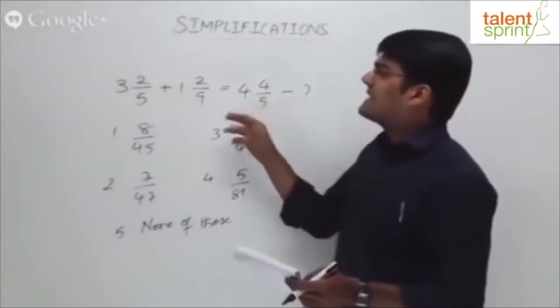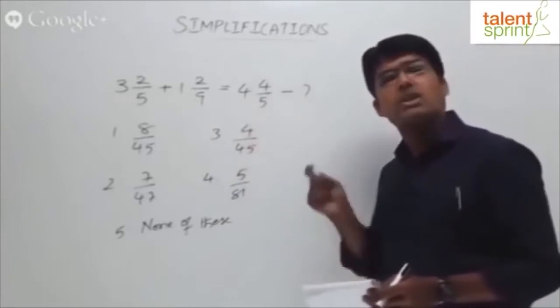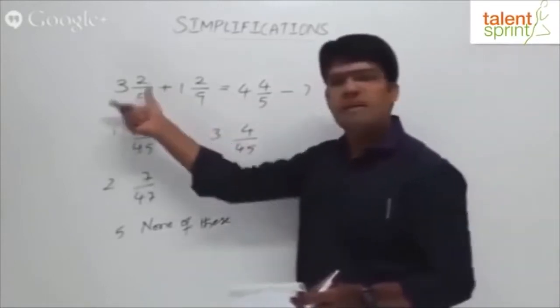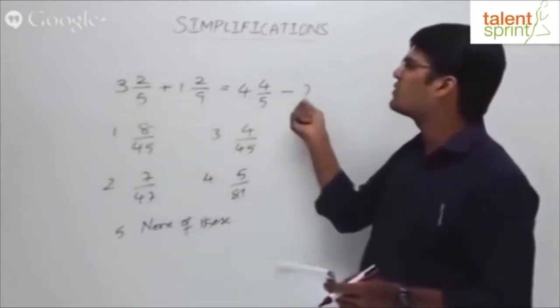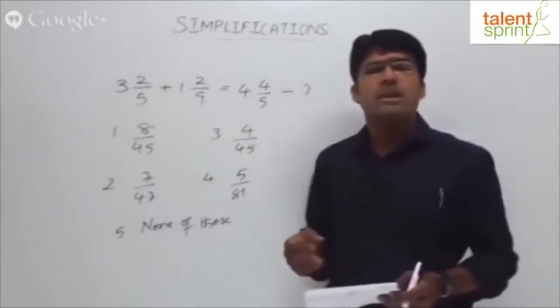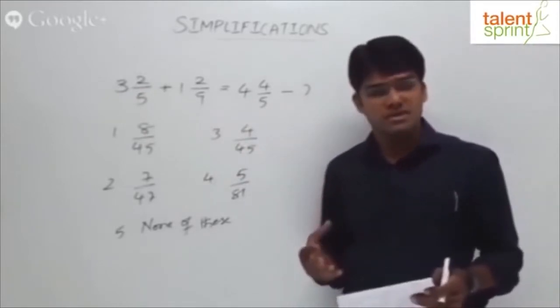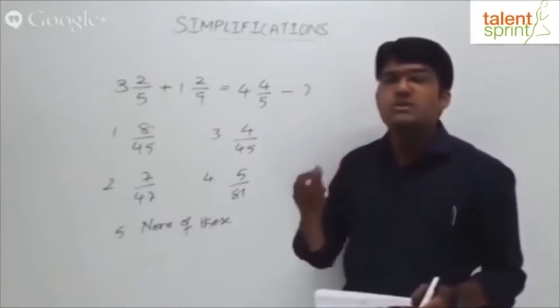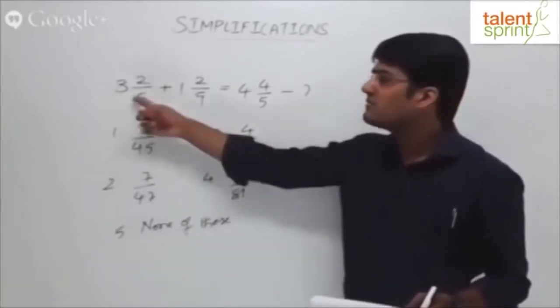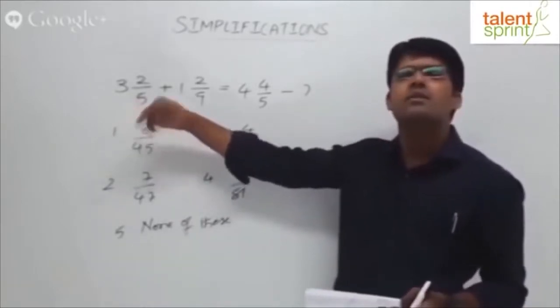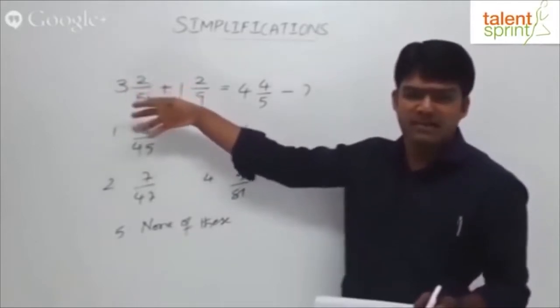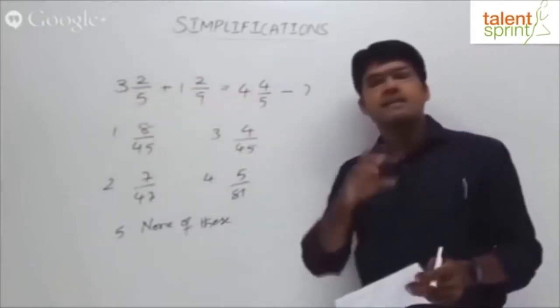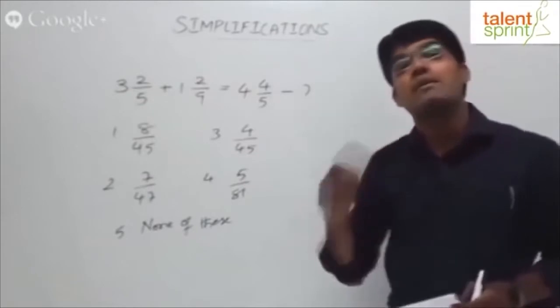Now you know that these are mixed fractions, right? An integer with a fractional part. 3 2/5 + 1 2/9 = 4 4/5 - ?. Generally, while solving these questions, we try to simplify the fraction. Instead of looking at the mixed fraction, we convert it to an improper fraction and then simplify it. Let's look at that procedure, and then I'll give you a smart way of getting the answer.